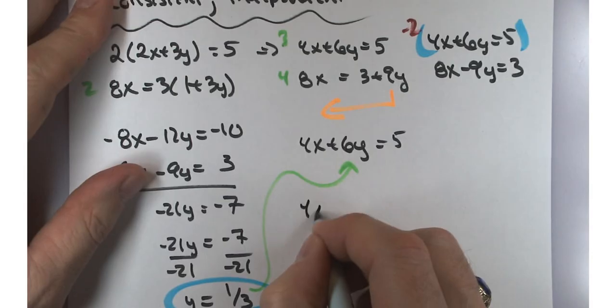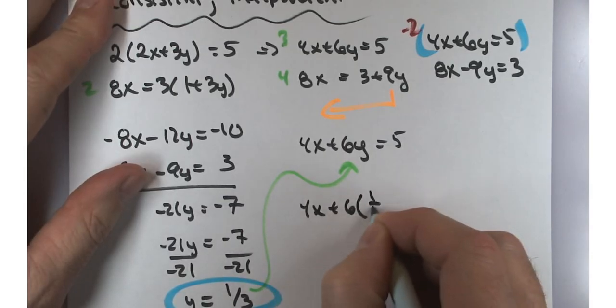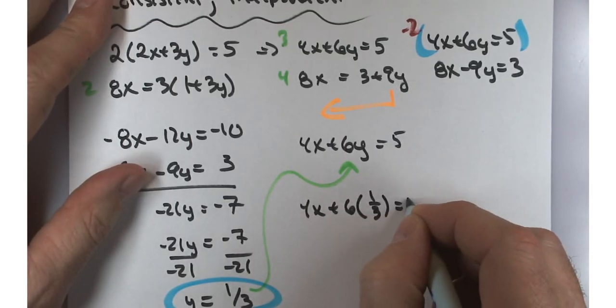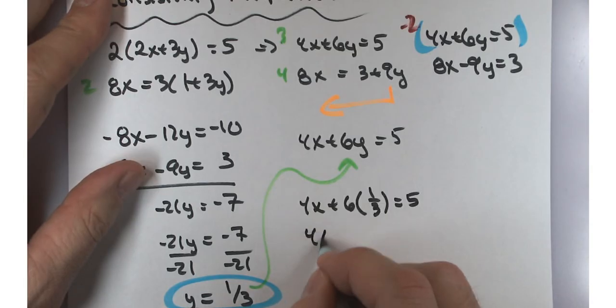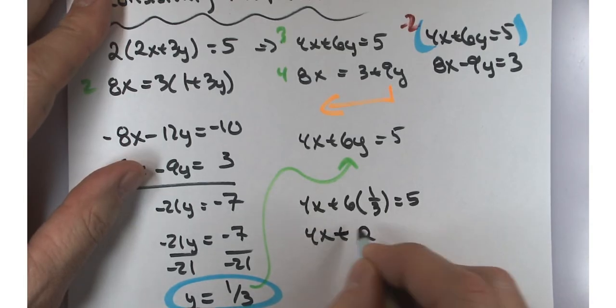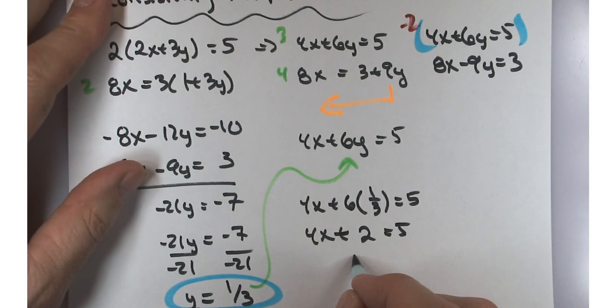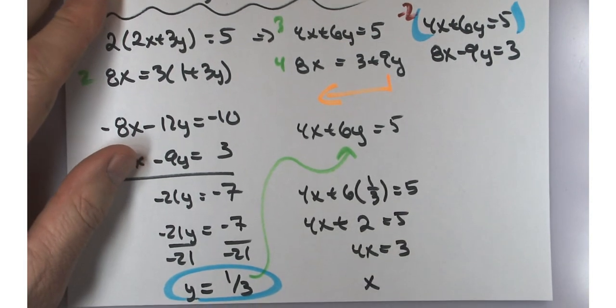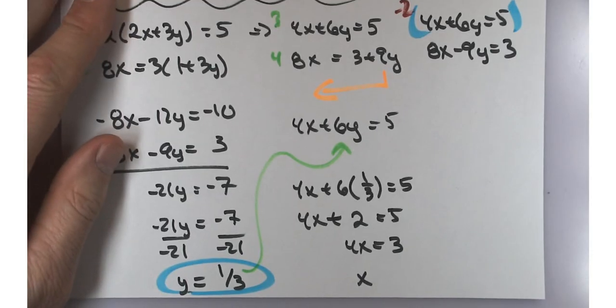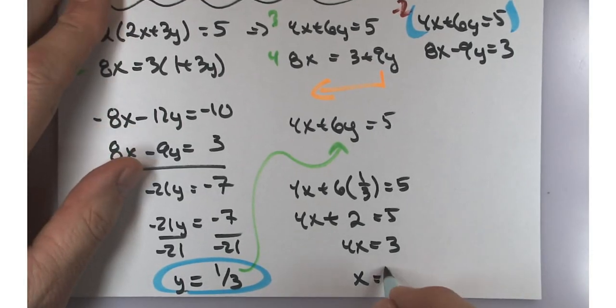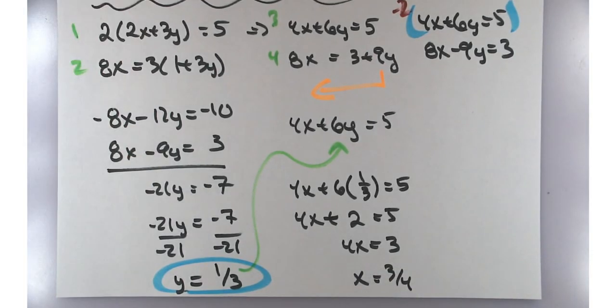Four x plus 6 times 1/3 equals 5. 4x plus 2 equals 5. 4x equals 3. What does x equal? 3/4. Nice. So there's your solution.